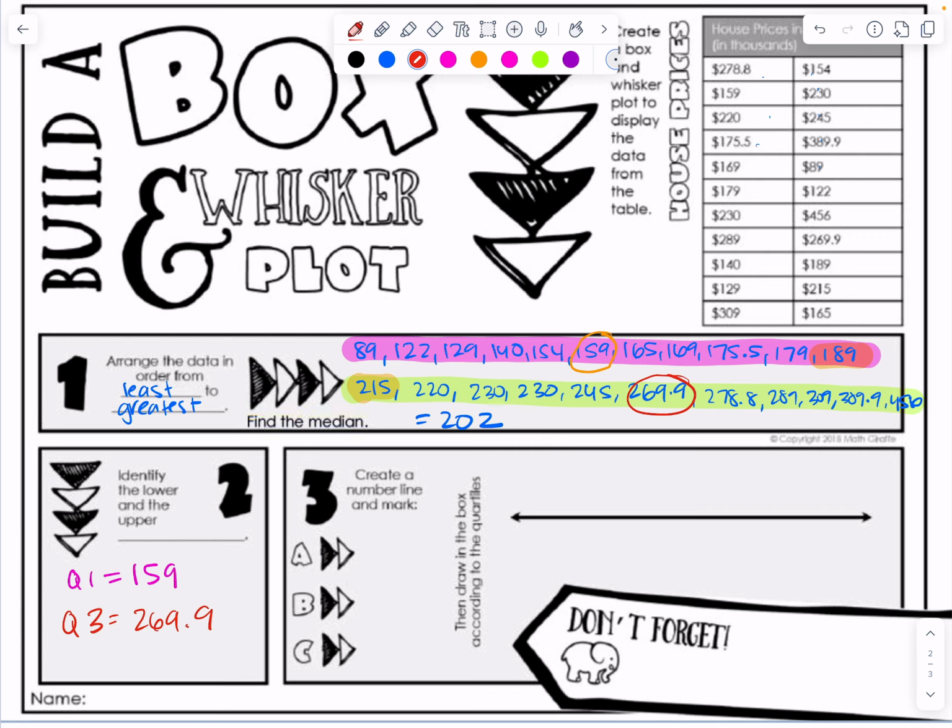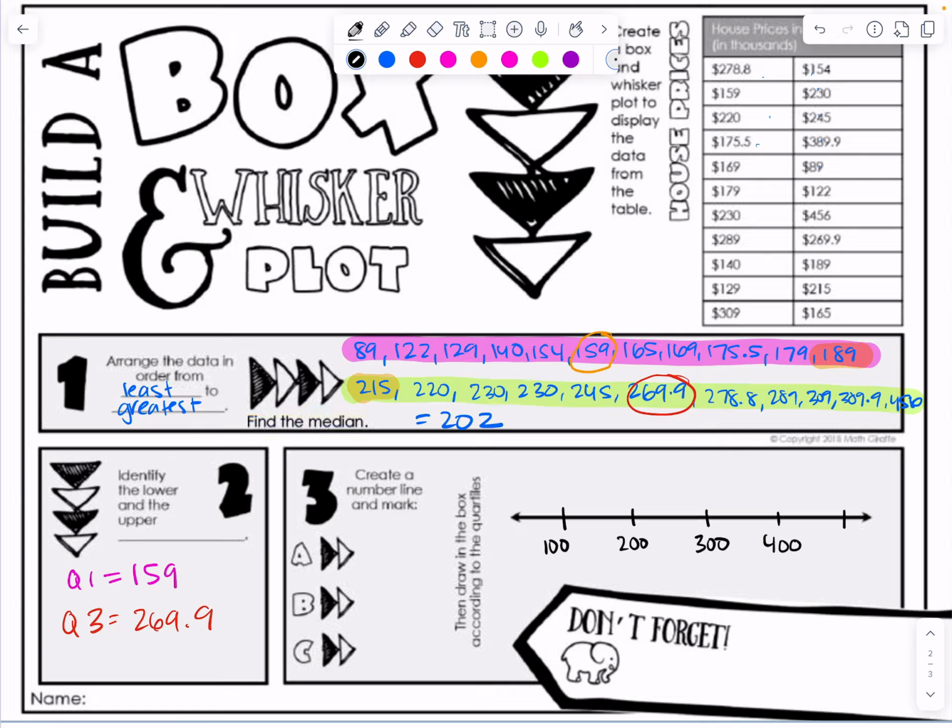And then the upper half will include this 215. So our middle there would be 269.9. So that would be our Q3. Now we have all of the data we need to draw our box and whisker plot.